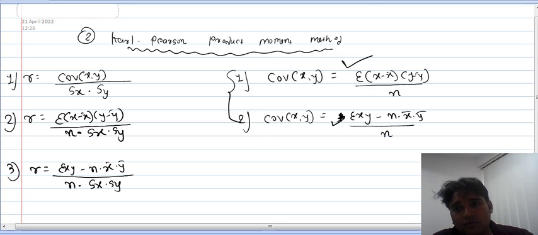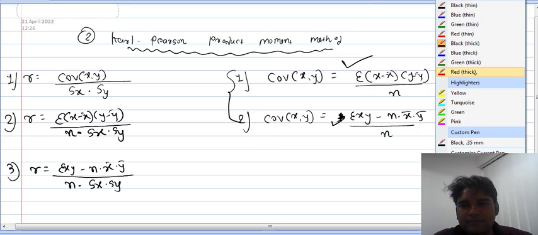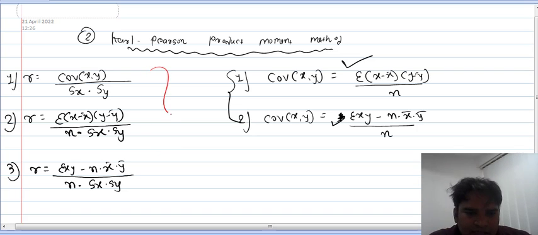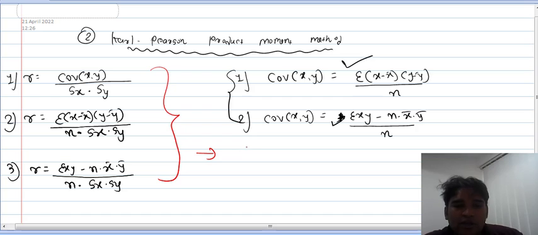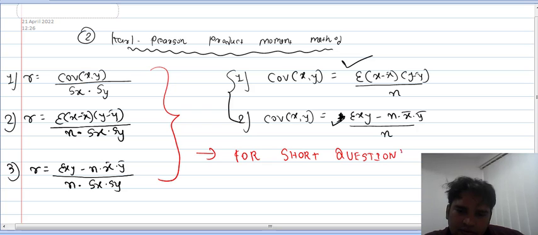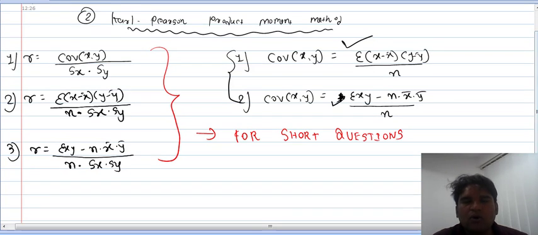Now it is very important that these three formulas you are going to use for short questions, right? For 2 or 3 marks you have to use these three formulas to find out the correlation coefficient.